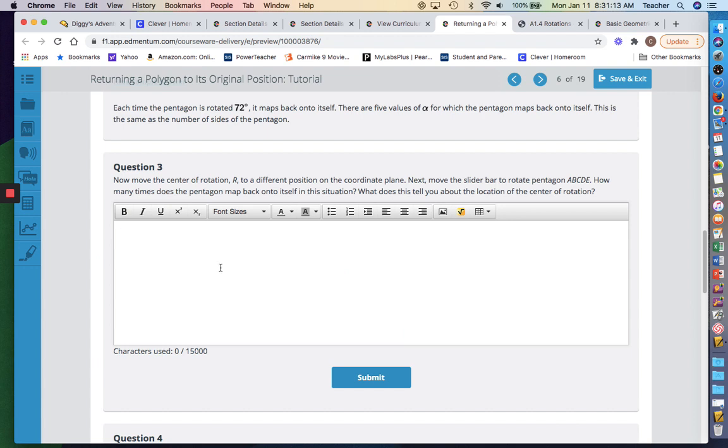All right, so it does it one time. It will only map back to the beginning after a 360 degree rotation.